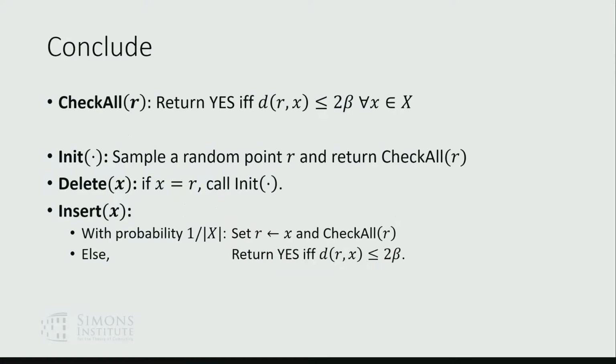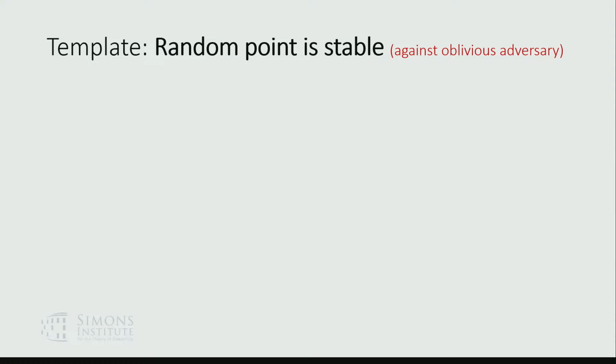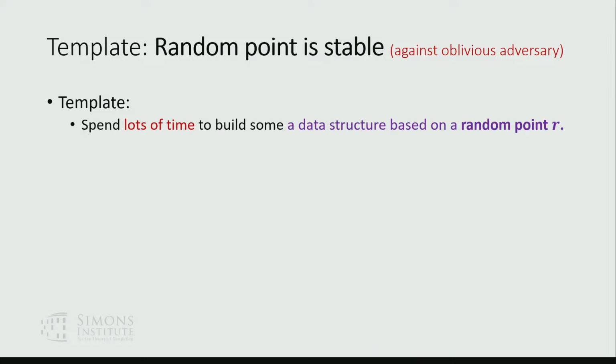And just to conclude, this simple algorithm gives you constant update time in expectation. This is simple, but I want to point out that this is really the template that is used by tons of non-robust algorithms. The template is that you usually spend a lot of time to build a data structure based on some random point, and you might need to rebuild it, but only when this random point is affected.